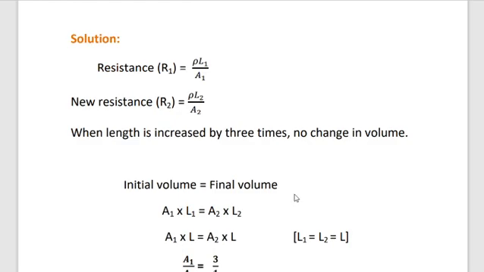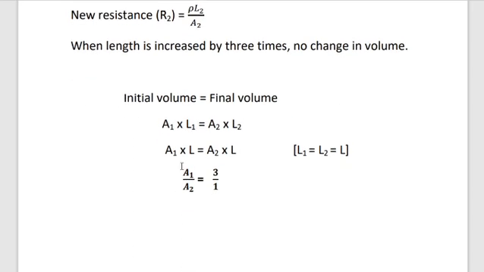The volume does not change, but length is increased to 3 times. So initial volume means the formula A into L: A1 into L1 is equal to A2 into L2. So A1 into L is equal to A2 into 3L. So A1 by A2 is equal to 3 by 1. So here the length increases 3 times.